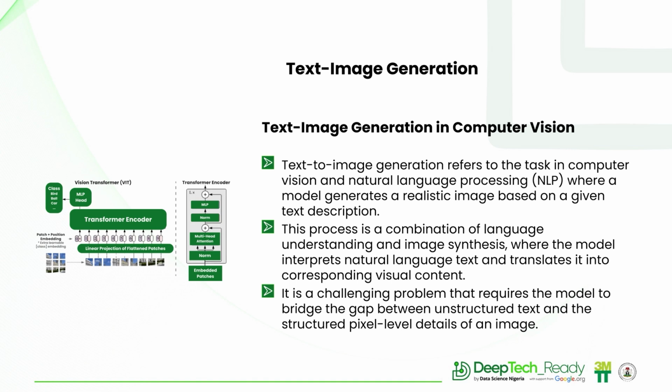I know I've not introduced you to text, but of course I would guide you on some of these things, not so much, but at least give you an idea of what to do with respect to text. Now, this process is a combination of language understanding and image synthesis, where the model interprets natural language text and translates it into corresponding visual content. Okay, so it's a challenging problem that requires the model to bridge the gap between unstructured text and structured pixel level details of an image.